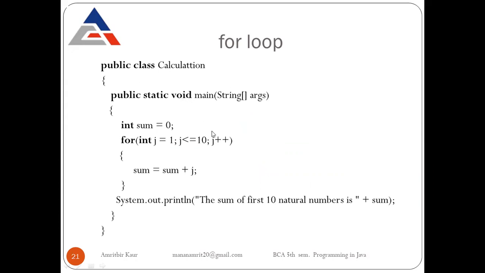We want to calculate the sum of the first 10 natural numbers. So firstly we define a class, and in the class we define a main method. Firstly sum will be 0, because initially no two values are added, so I store 0 in the sum variable. It will start from 1 and go till 10. So firstly we initialize our loop variable to 1.